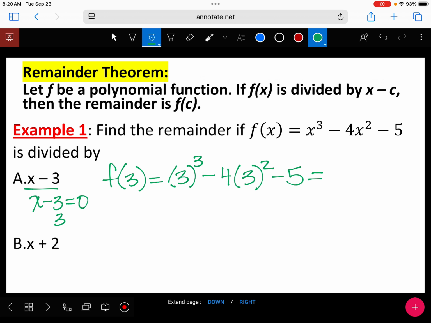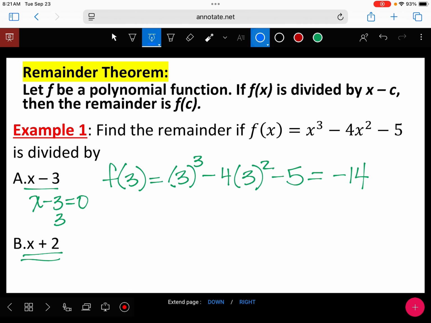So what did you all get when you substituted in the 3? Okay, let me check my answer key real quick, see if I agree. Negative 14. That's what I got. I got negative 14. So that would be my remainder. Good.